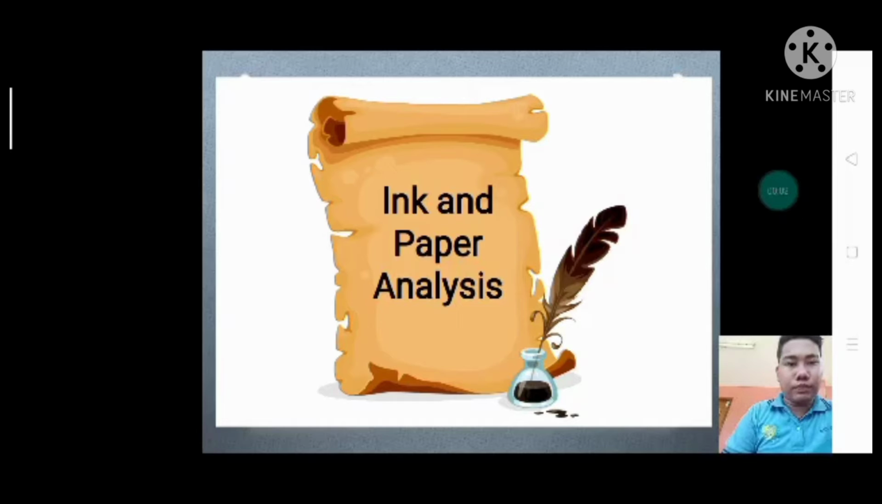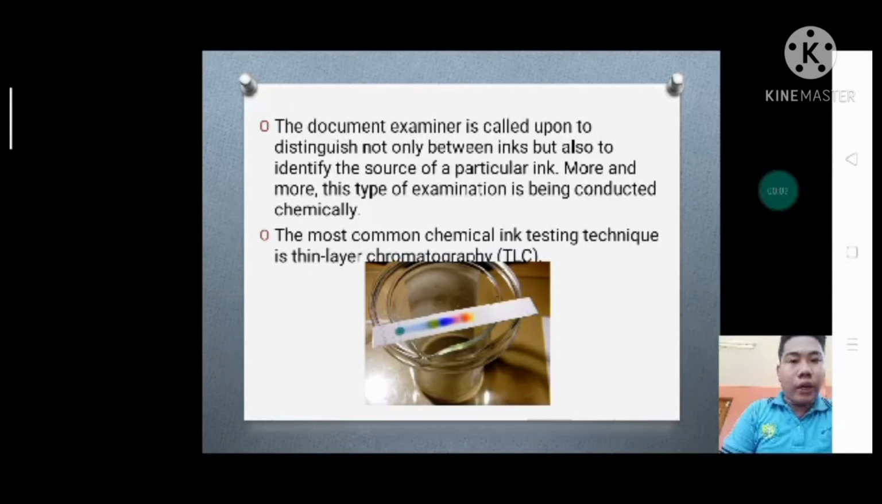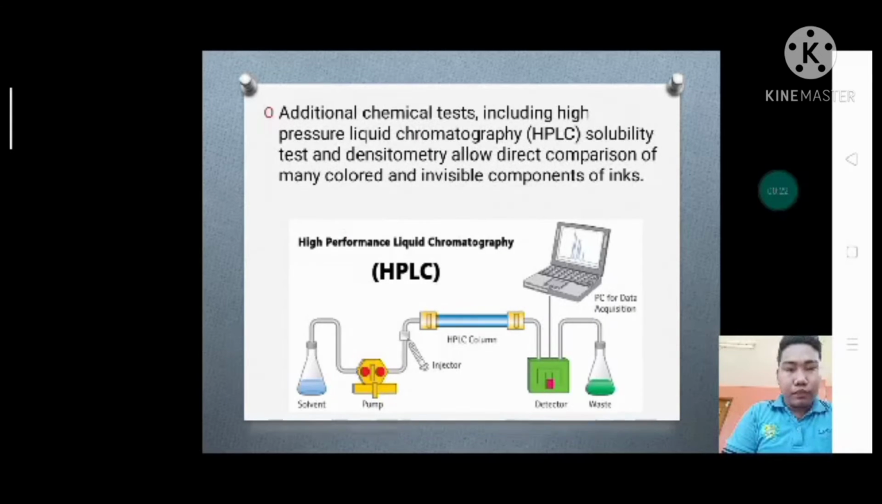Ink and paper analysis. Ink and paper analysis is a type of examination that is conducted chemically. The document examiner is called upon to distinguish not only between inks but also to identify the source of a particular ink. There are different techniques done by the examiner to differentiate ink sources. Examples are specialized photographic techniques and various non-destructive tests. Over the years, the most common chemical testing technique is thin layer chromatography or TLC. Moreover, additional chemical tests like high pressure liquid chromatography, solubility tests, and densitometry allow direct comparison of various colored and visible components of inks.